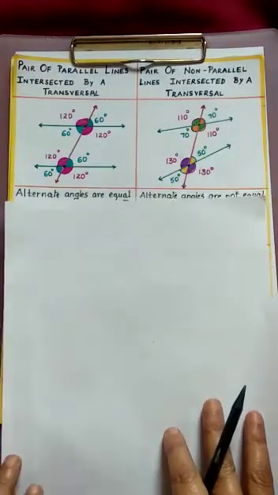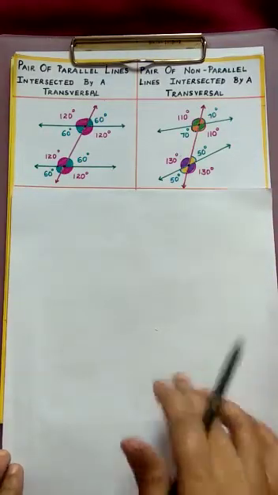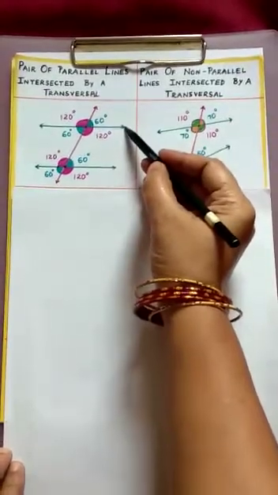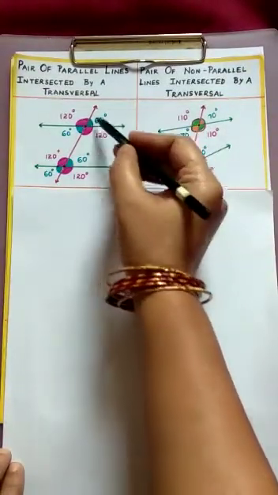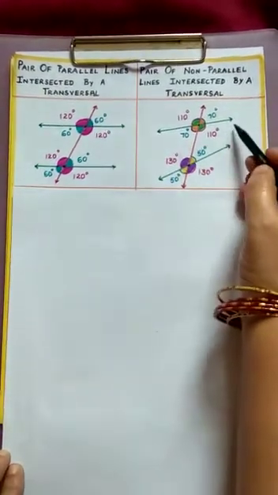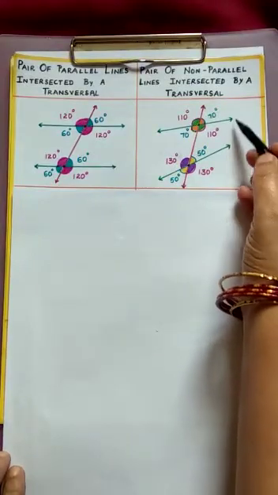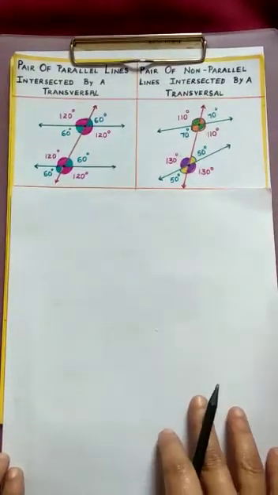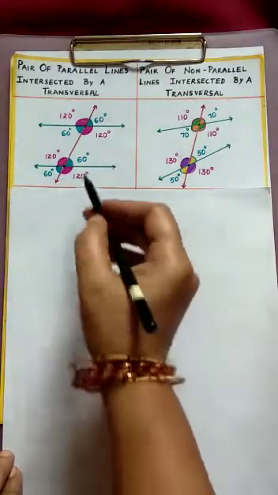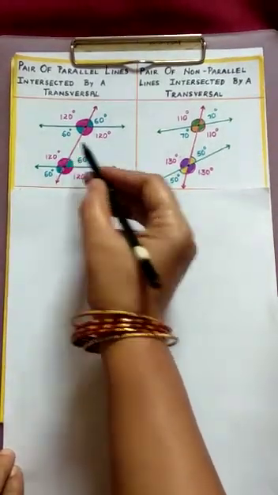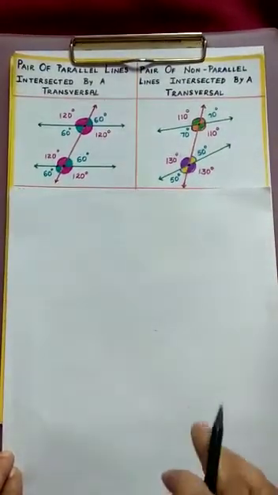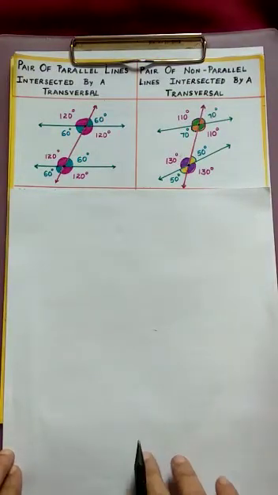Now observe the figures here. In the first figure, these two lines are parallel, intersected by a transversal. In the second figure, these are non-parallel lines intersected by a transversal. Children, here I measured the angles and I have written them here. So observe carefully and listen.